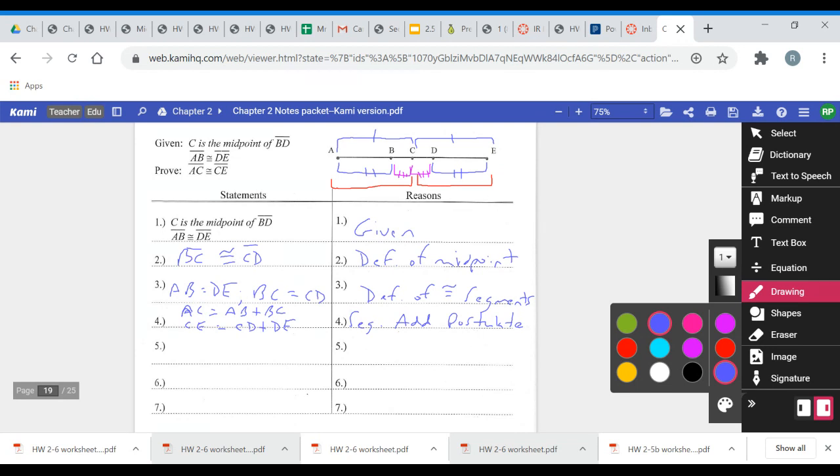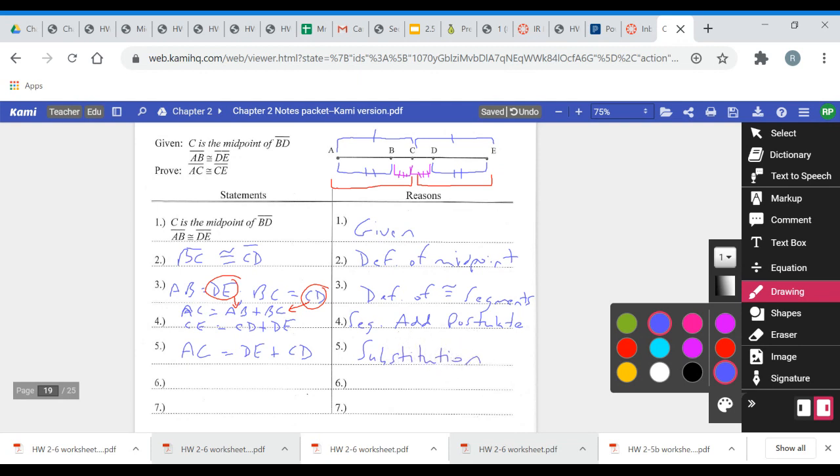Okay, so if AB is equal to DE, I can put DE in for AB's place. And if BC is equal to CD, I can put CD in for BC's place. Then that's how I'm rewriting this line 5. I can say AC is equal to DE plus CD, and it's the measure of these. Again, putting something into something else's place is substitution.